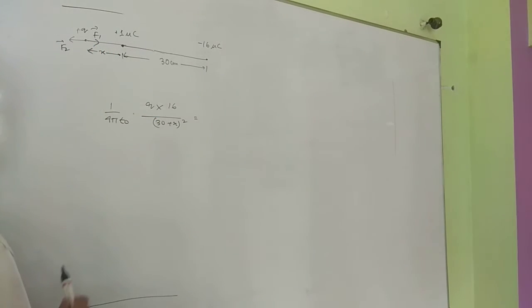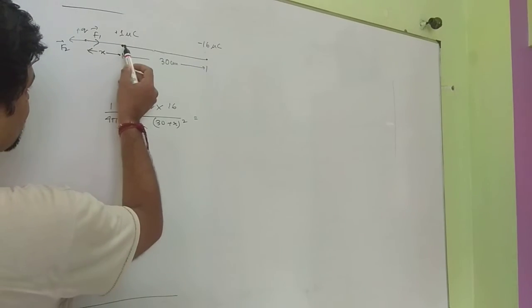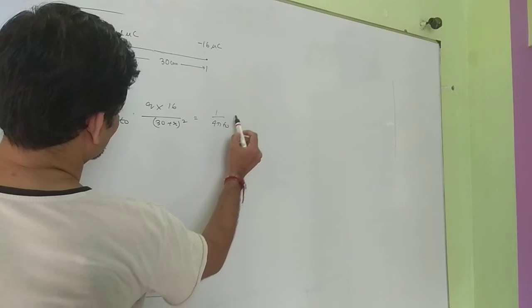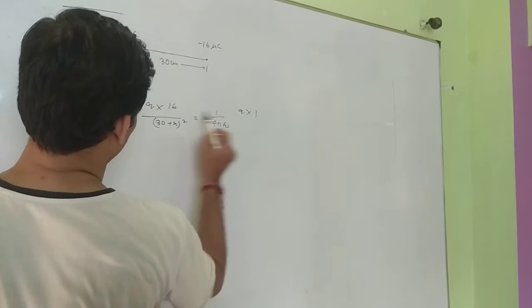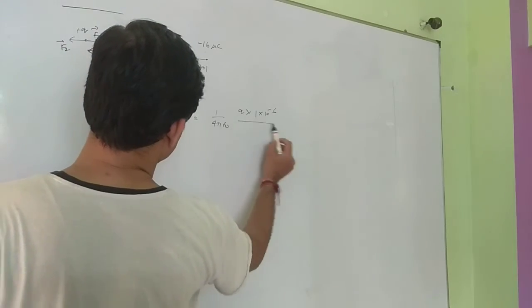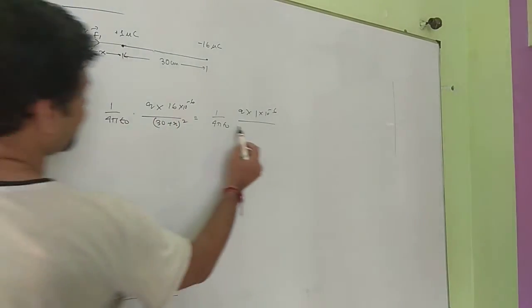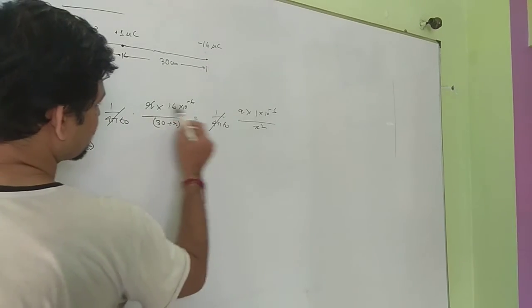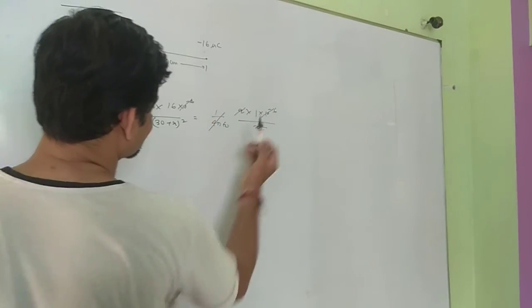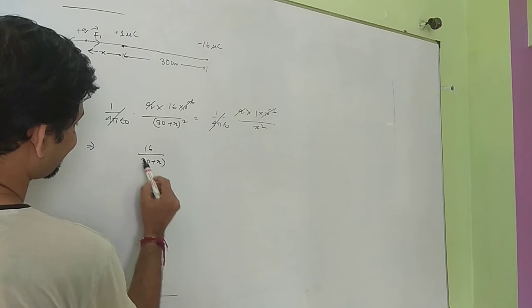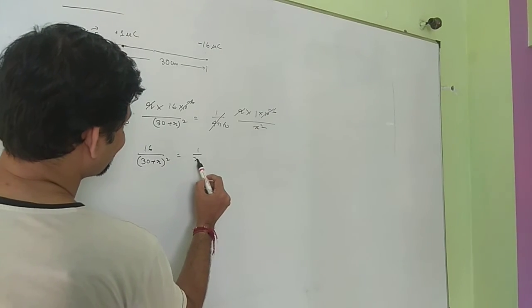Clear? And due to this plus 1 coulomb, what will happen? The force will be repulsive, so F2 will be 1 by 4 pi epsilon naught into q into 1 into 10 to the minus 6, divided by this distance x square. So 1 by 4 pi epsilon naught q and 10 to the minus 6 cancel out, so 16 by (30 plus x) square will be equal to 1 by x square.